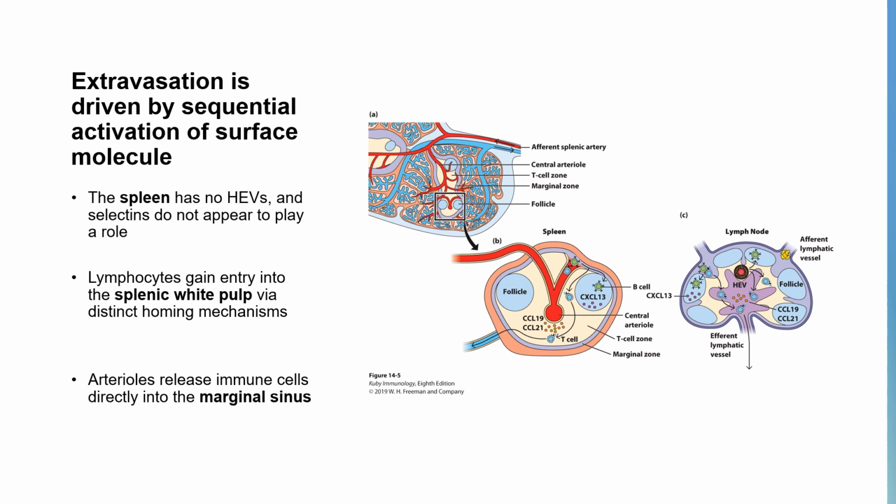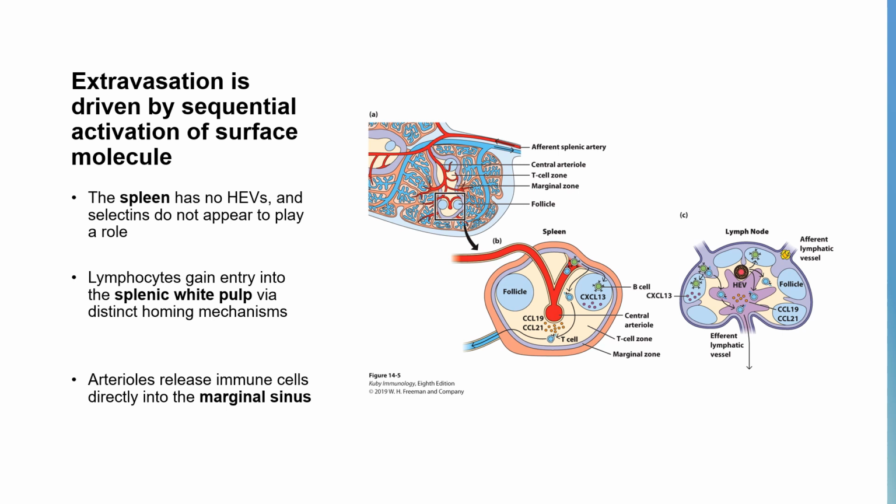The spleen does not actually have high endothelial venules. So this is a little bit different in the spleen. Selectins do not appear to play a role. They're still trying to figure out exactly how cells do recognize that this is the site of exit into the spleen tissues in the absence of the high endothelial venules. But we do know that the lymphocytes do stop and they do gain entry into the spleen's white pulp via distinct homing mechanisms.